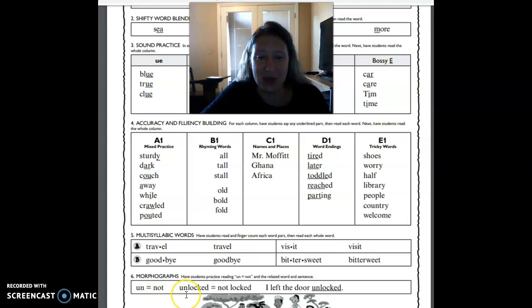And on the bottom here, we have the prefix again, un, which means not. And so our first word is unlocked, which means not locked. And read your sentence. I left the door unlocked.